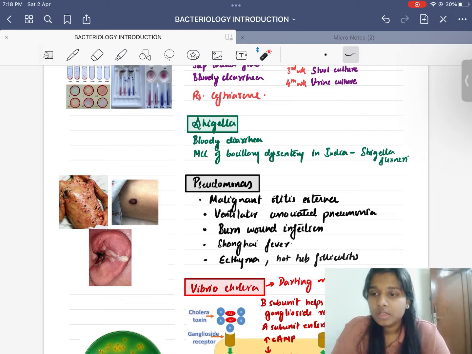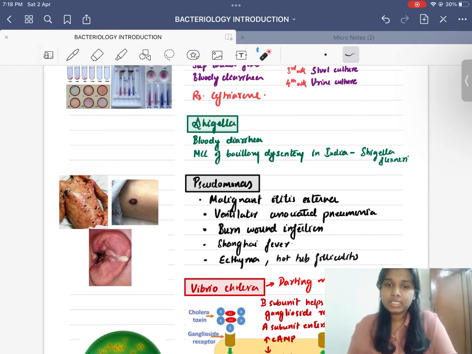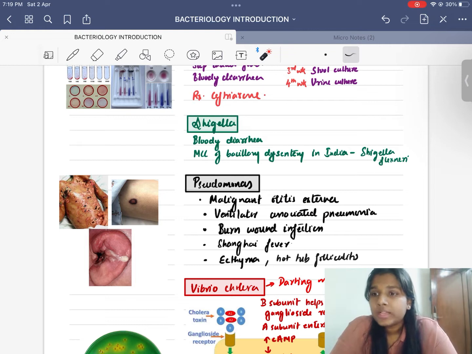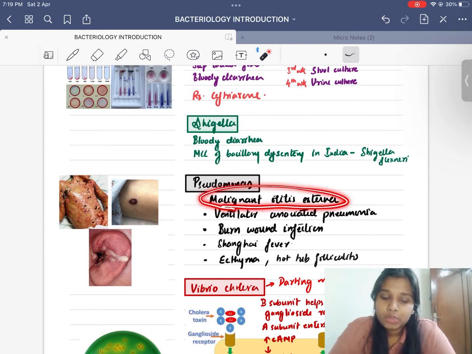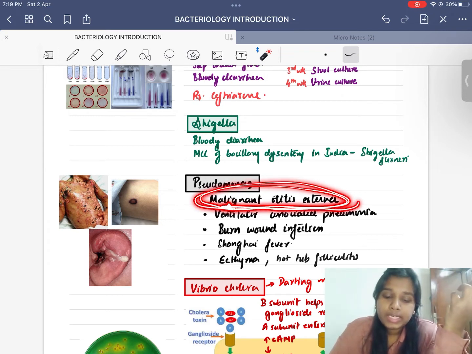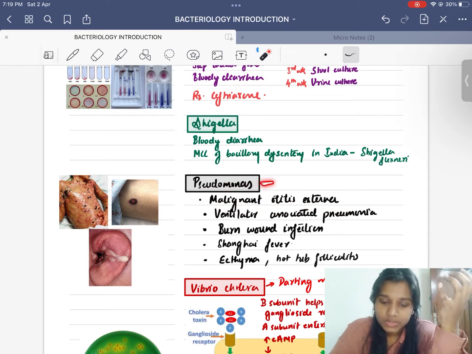Now Pseudomonas, basically it's the organism Pseudomonas aeruginosa. We have already studied this in multiple places, so try to recall them. First, when you were studying otitis externa, malignant otitis externa, we studied that they're going to have black color discharge, and mostly it will happen in diabetics, immunocompromised patients, and that will involve the skull bones also. It will cause osteomyelitis also, right? So that is malignant otitis externa caused by Pseudomonas.